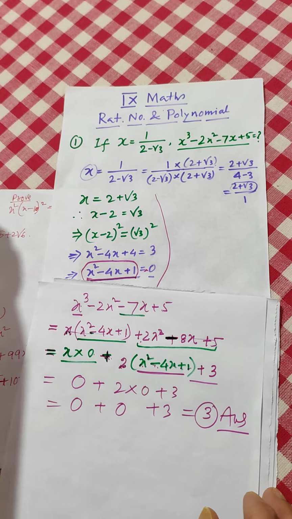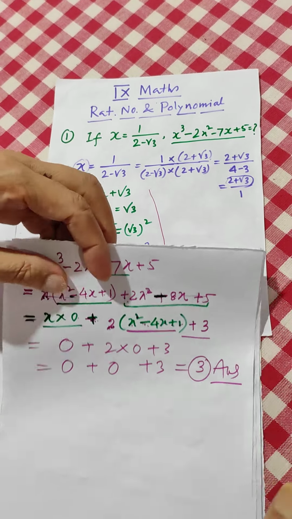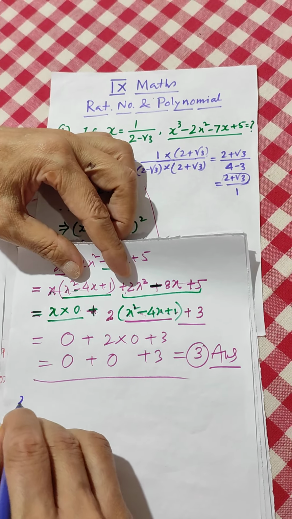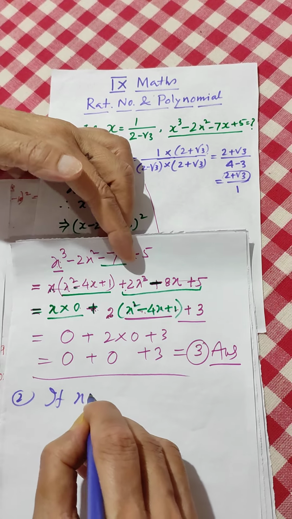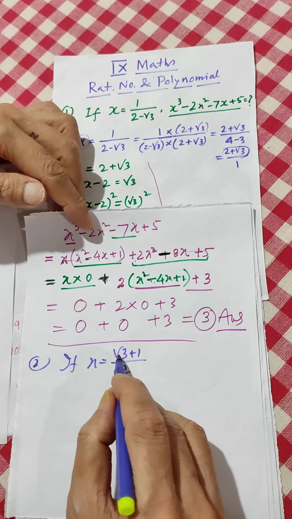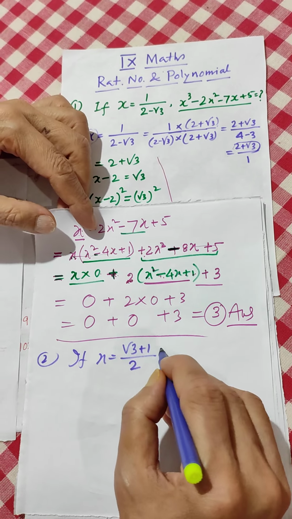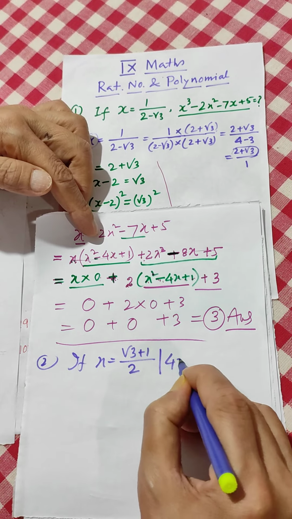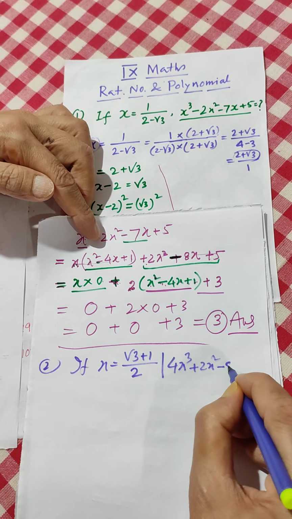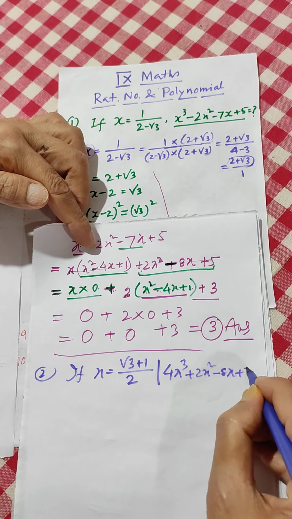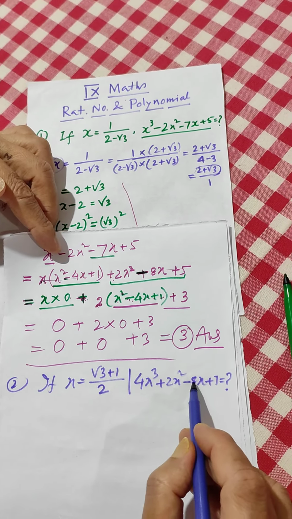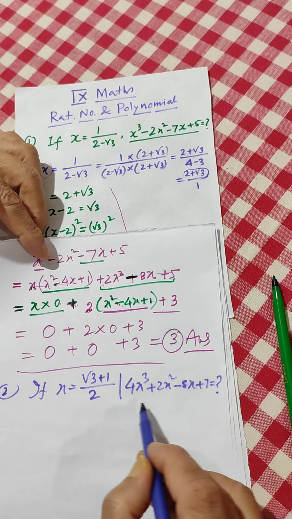Is it clear? Okay, now let us see another. Try to note the method carefully. This is number 2. Given x equal to root 3 plus 1 by 2, you have to find the value of 4x cube plus 2x square minus 8x plus 7 equal to what? Find the value of this.